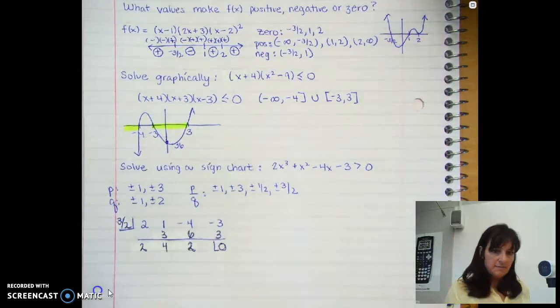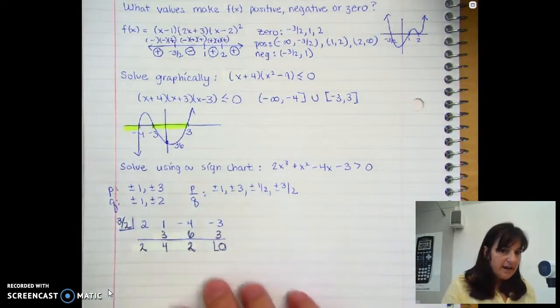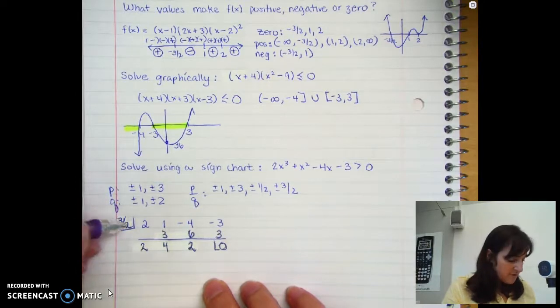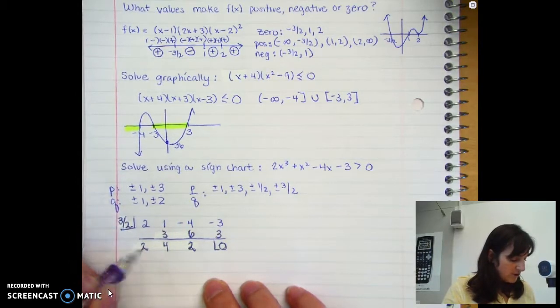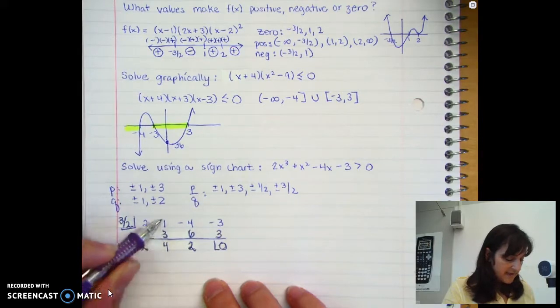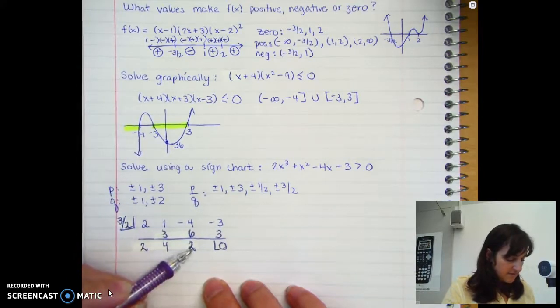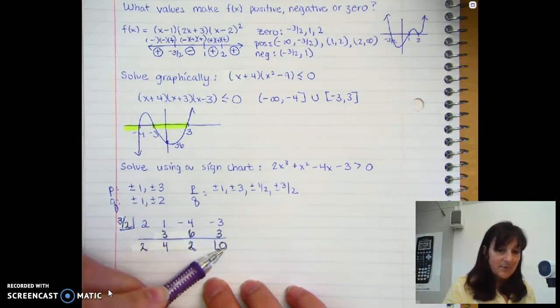Okay, so we figured out that 3/2 will probably work for a 0. You can see the synthetic division here. I brought down the 2. 3/2 times 2 is 3. Adding, we get 4. 3/2 times 4 is 6. Adding, we get 2. 3/2 times 2 is 3, and that's what we needed to make that 0 remainder.